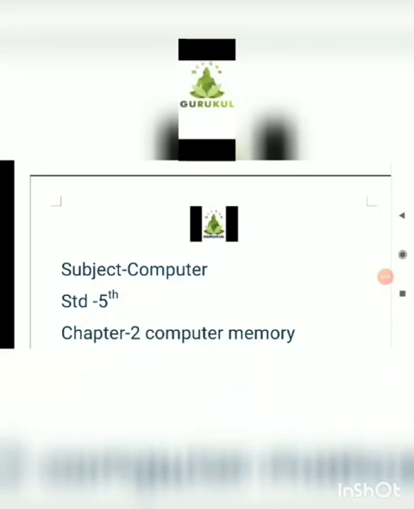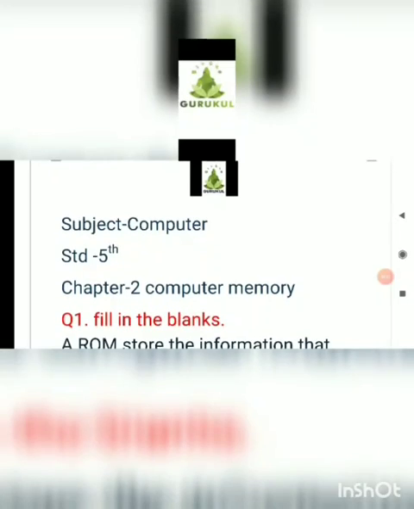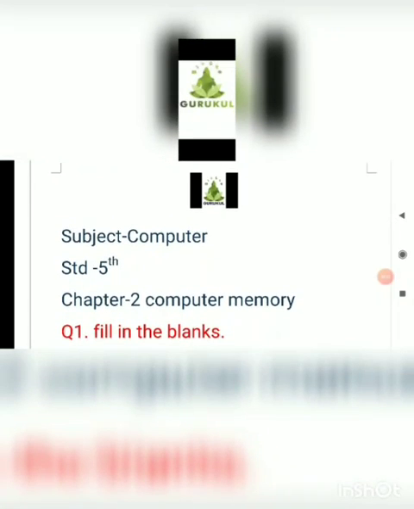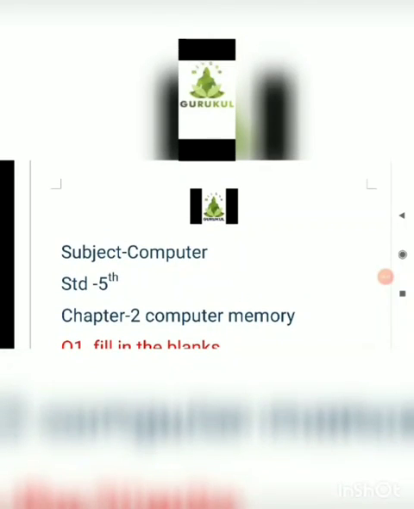Kids, in our previous videos, we have already covered chapter 2, which is computer memory. Here in computer memory, we have learned how data and information is stored in a computer memory. Then different types of computer memory, which include primary memory and secondary memory. Then again, the primary memory is divided into two types, RAM and ROM. Then the examples of secondary memory, which are hard disk, CD, USB drive, etc. So all these things we have already covered in lesson number 2, which is computer memory.